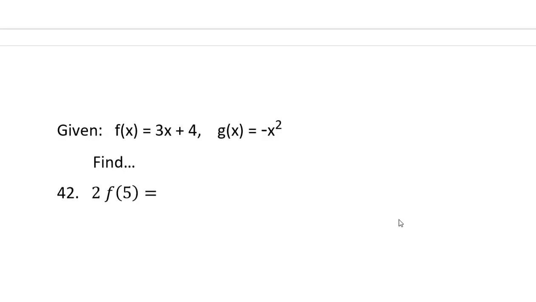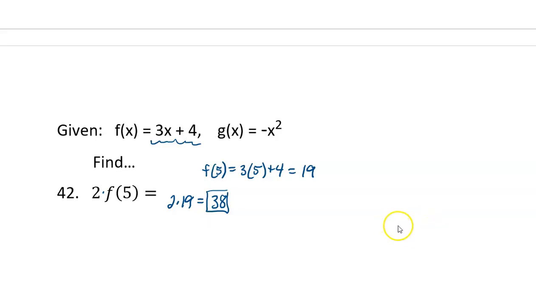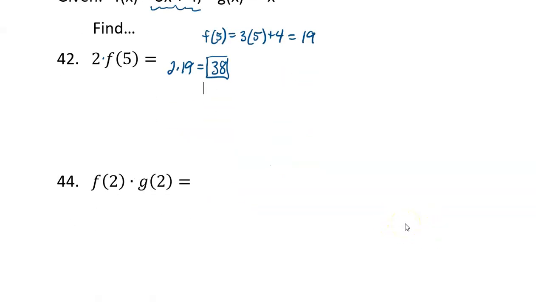Now, as you keep going, you'll get to number 42. In number 42, you're given that function f has the formula 3x plus 4. And you're asked to find 2 times f of 5. Well, what is the value of f of 5? Figure that out. So 3 times 5 plus 4. That makes 19. And now that you know what f of 5 is equal to as a number, you can now go 2 times that number to get the answer. Number 44 is done in a similar fashion.